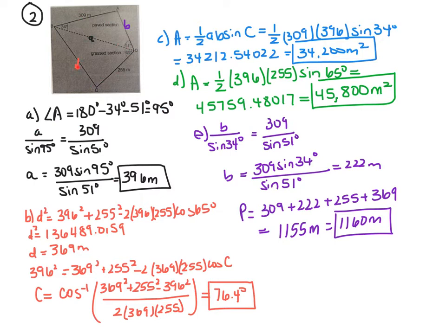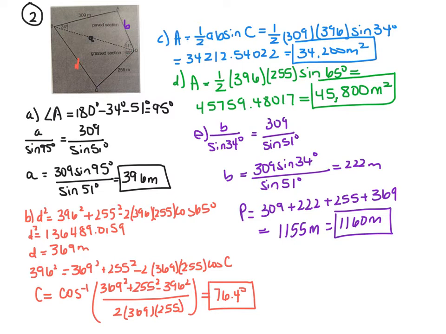I have D squared is equal to 396 squared plus 255 squared minus 2 times 396 times 255 cosine of the included angle, 65 degrees. And so then I solved for D, this side here is 369 meters.